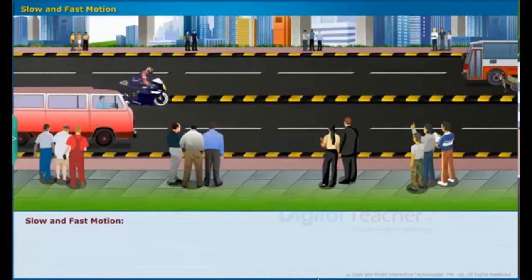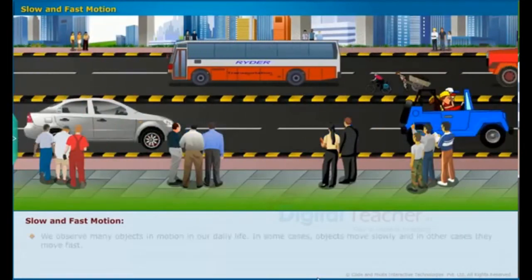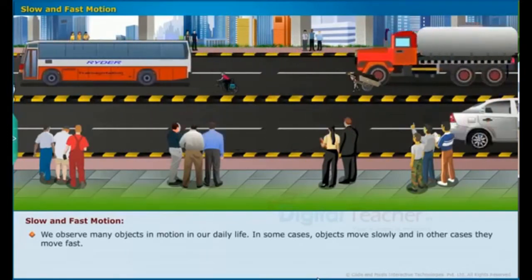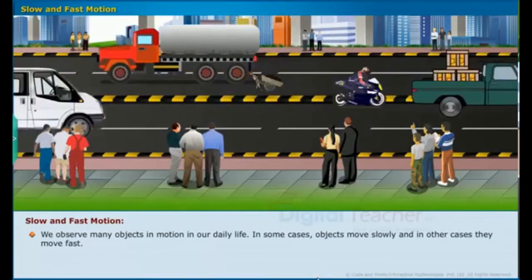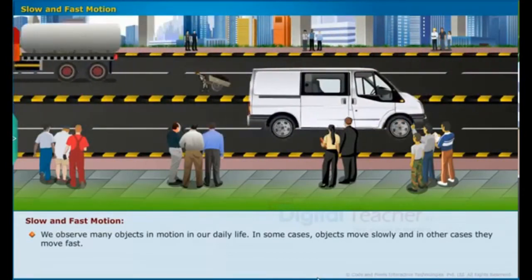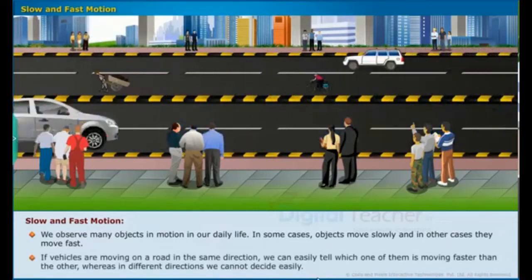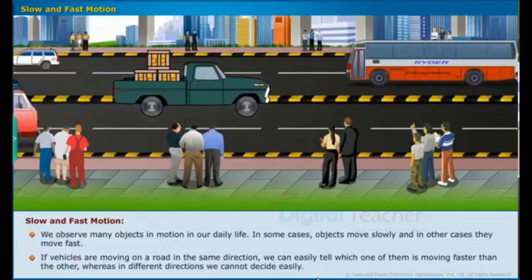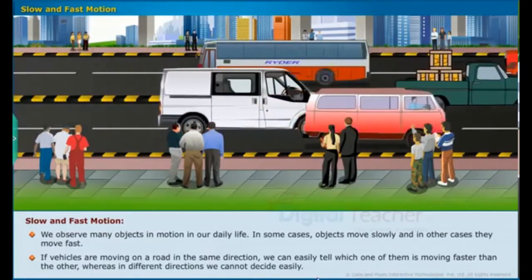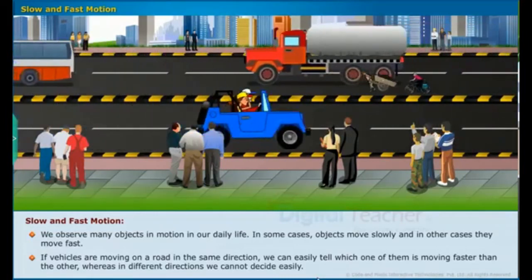Now, we are going to study the slow and fast motion. We observe many objects in motion in our daily life. In some cases, objects move slowly, and in other cases, they move fast. If vehicles are moving on a road in the same direction, we can easily tell which one of them is moving faster than the other, whereas in different directions, we cannot decide easily.